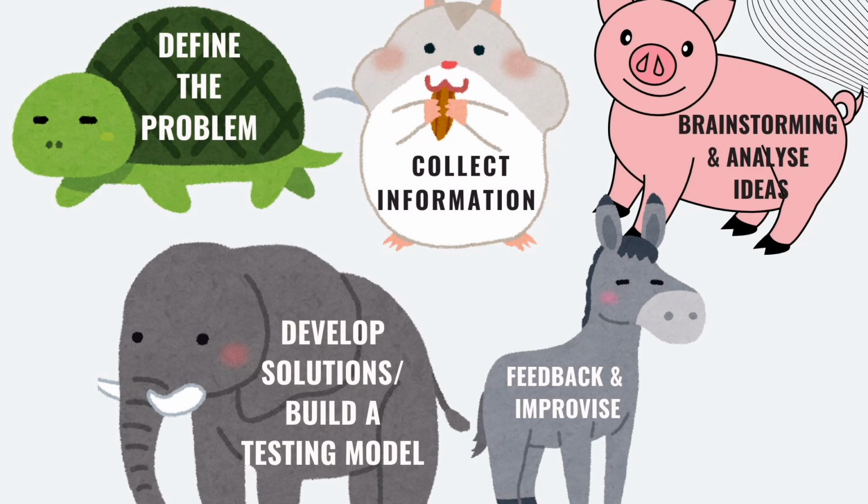After that, it's brainstorming and analyze ideas. Whatever data comes into your mind, you have to put it on paper. It's very important. And then you have to decide which will go, which will not. You have one visual where all the ideas are on one page. Maybe you will mix one or two pieces of data and you will get a new idea. That is called brainstorming and analyzing ideas. And it's really very important and helpful too. Trust me. After that, it's develop solution or build a testing model. After that, it's feedback and improvise.